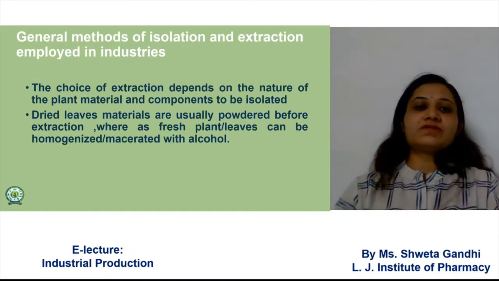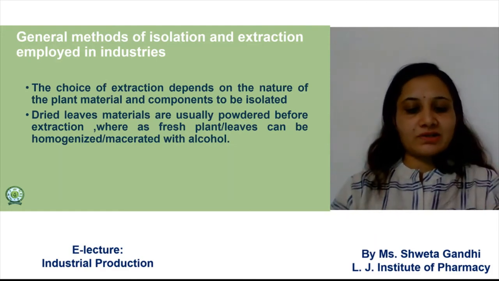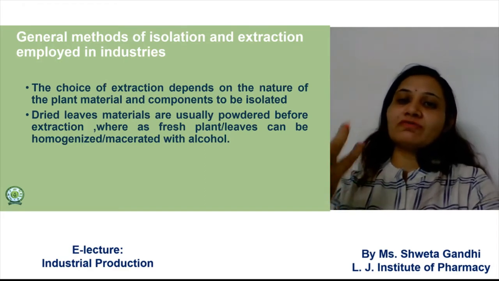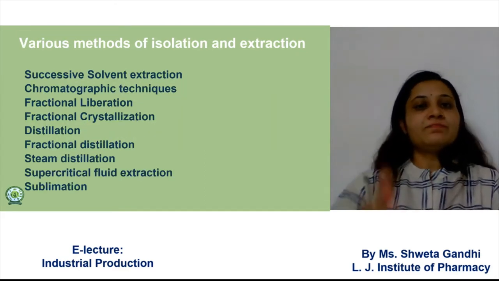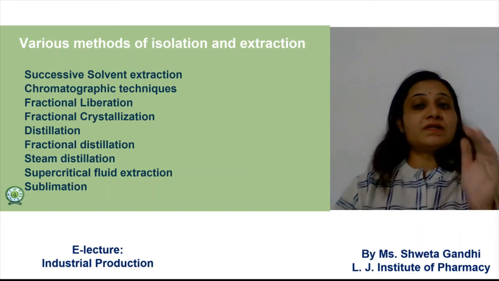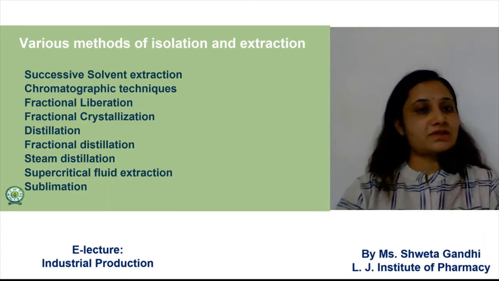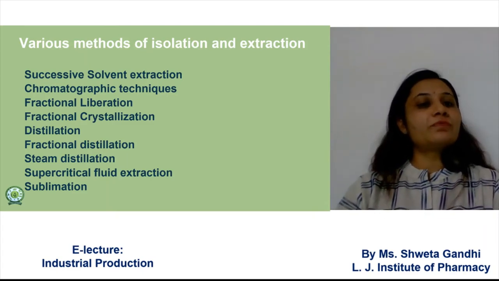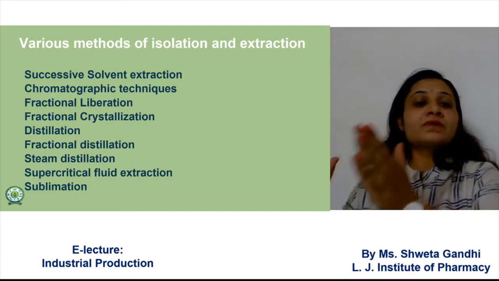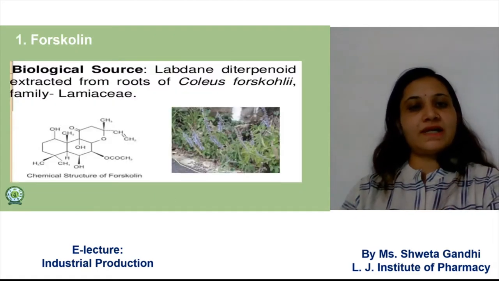What are the general methods which can be used? The main method for industrial production is extraction, by maceration, by alcohol, and by pulverization of the powder followed by extraction. We have already studied these extraction methods in our extraction chapter, but here, just for your knowledge, this is how we can do extraction for the industrial production of a drug. These include successive solvent extraction, chromatographic techniques, fractional liberation, fractional crystallization, distillation, steam distillation, supercritical fluid extraction and sublimation.